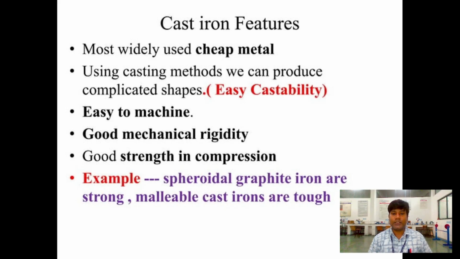What do you mean by rigidity? Rigidity is when we apply some kind of force on a body, it is not going to deform, or we can say that it is not going to change the shape and size of the part. It also has strength in compression. When we apply compression on the part, it gives good strength. Examples: spheroidal graphite iron and malleable cast iron.